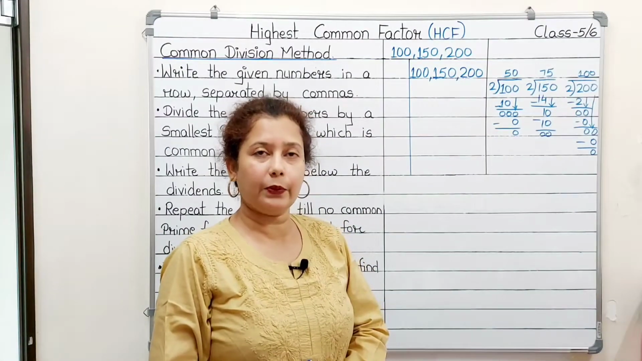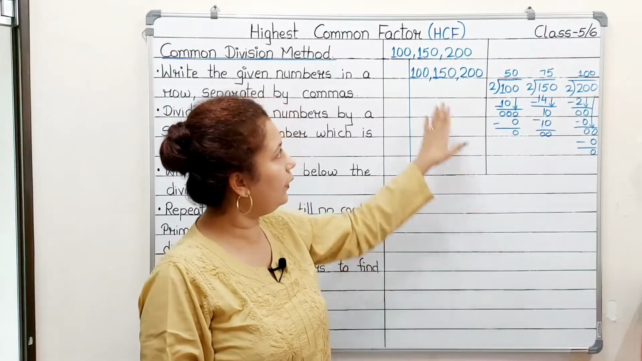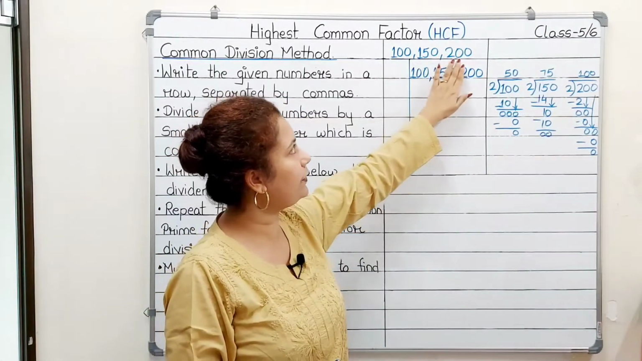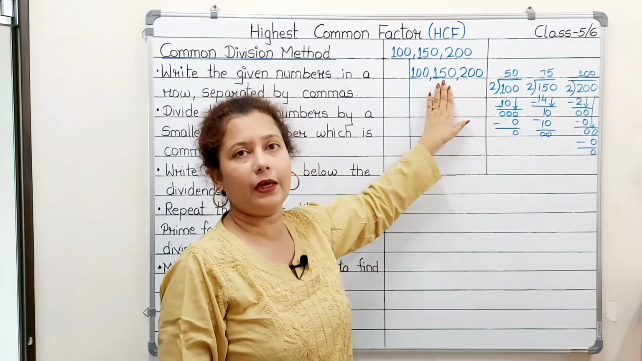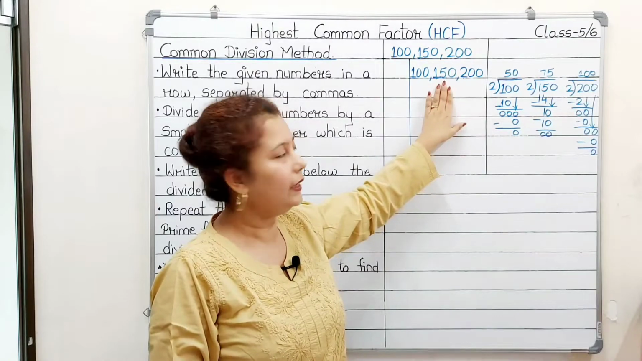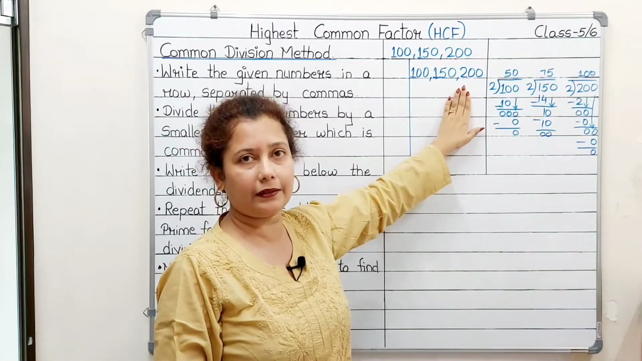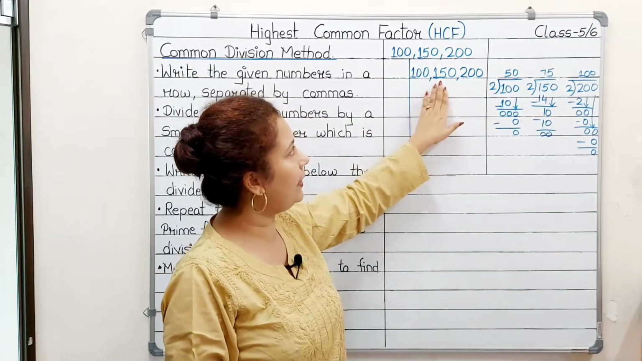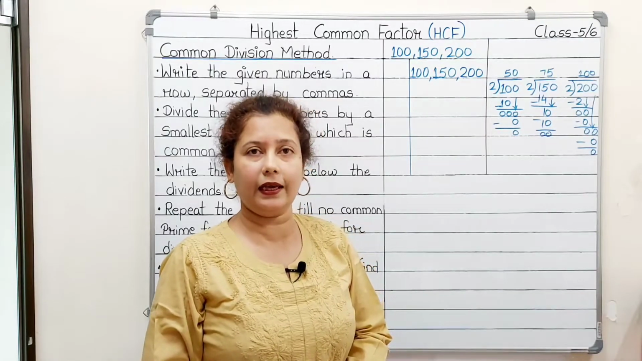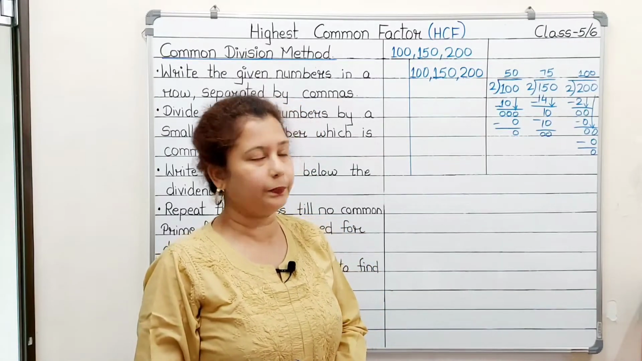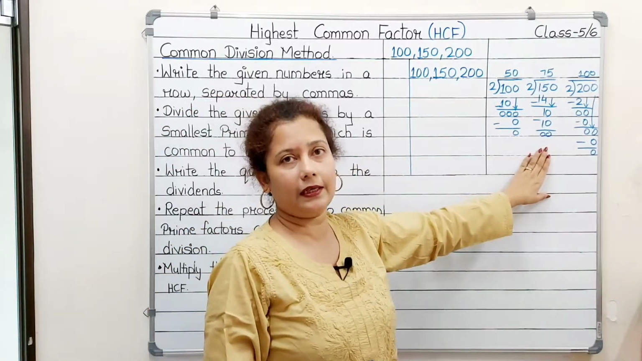We will practice one more sum to understand common division method to find HCF. The given numbers are 100, 150 and 200. So we have written them in a listed form separated by commas. Next, we will find out if they are divisible by the lowest prime factor, that is 2. So 100, 150 and 200 are all even numbers, so they are divisible by 2. You can divide it directly here or you can do it in rough work.